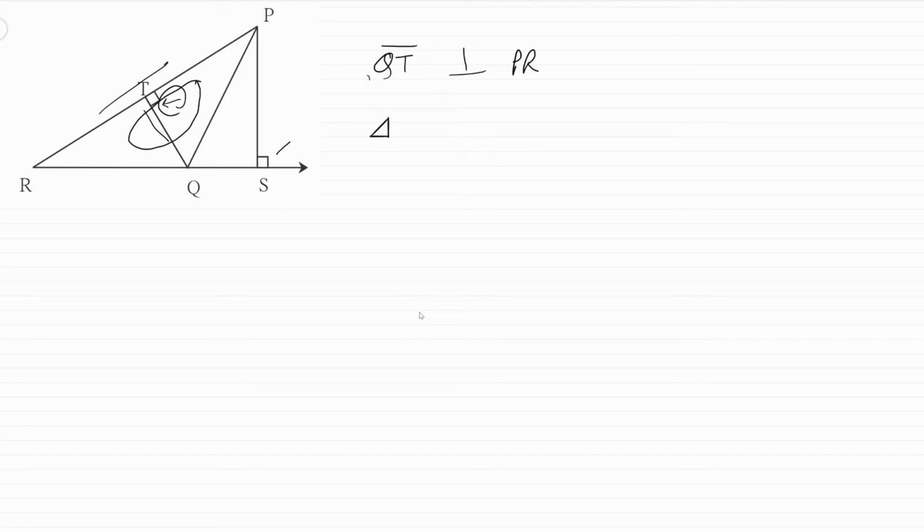So that means consider triangle PQR. Now here my base one is PR. Okay, its value is 6. And my height H1 is TQ. And its value is, I don't know, I need to find out. Okay, so this is what I understood first.